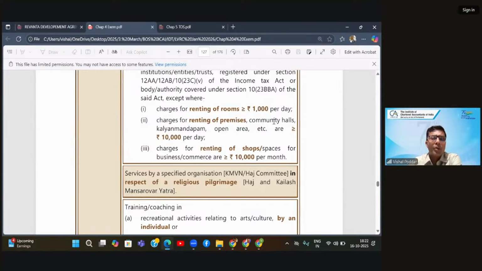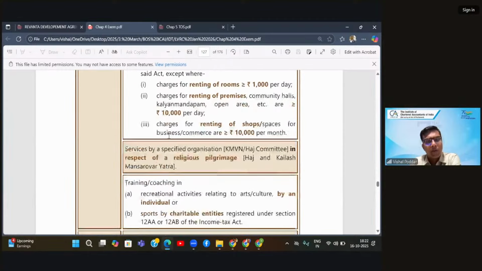Secondly, where community halls are given, the rent should be less than 10,000. If it is 10,000 or more per day, it will be taxable. And where shops are given on rent, if the rent is 10,000 or more per month, that will be taxable. So for the first two cases, accommodation rooms and community halls, the criterion is per day rent. But for shops, which are obviously given on a monthly basis, the criterion is monthly rent.